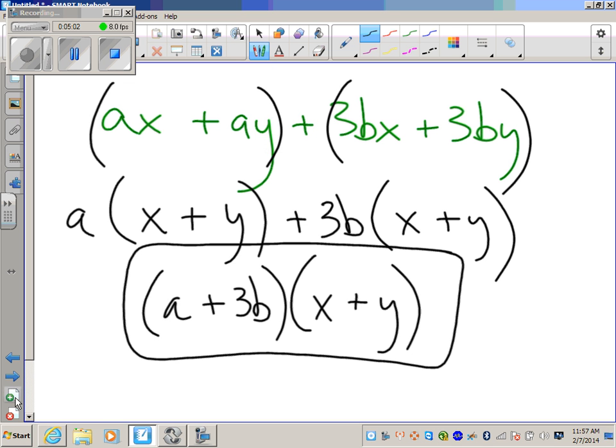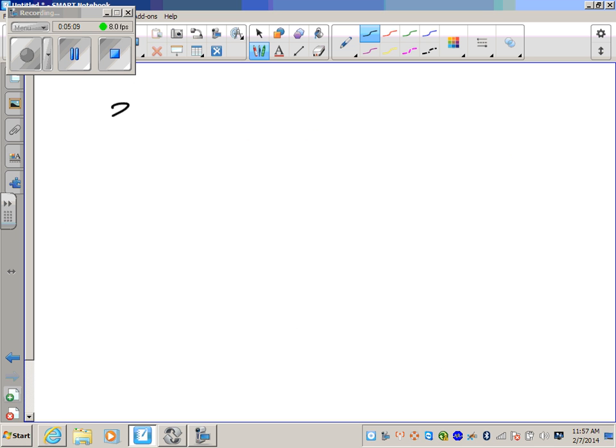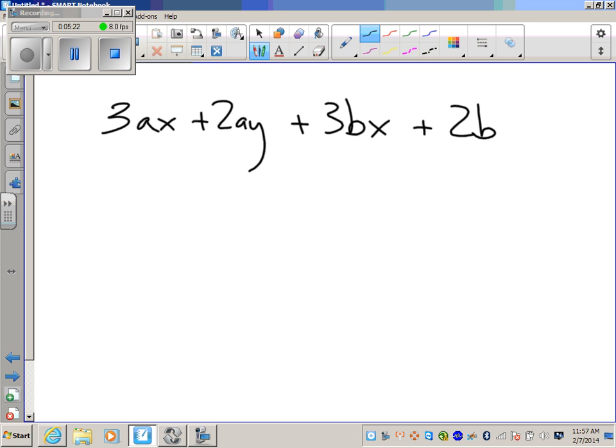That is the bare bones of it. This is as simple as it's going to be. I'll give you one to try. 3ax plus 2ay plus 3bx plus 2by.